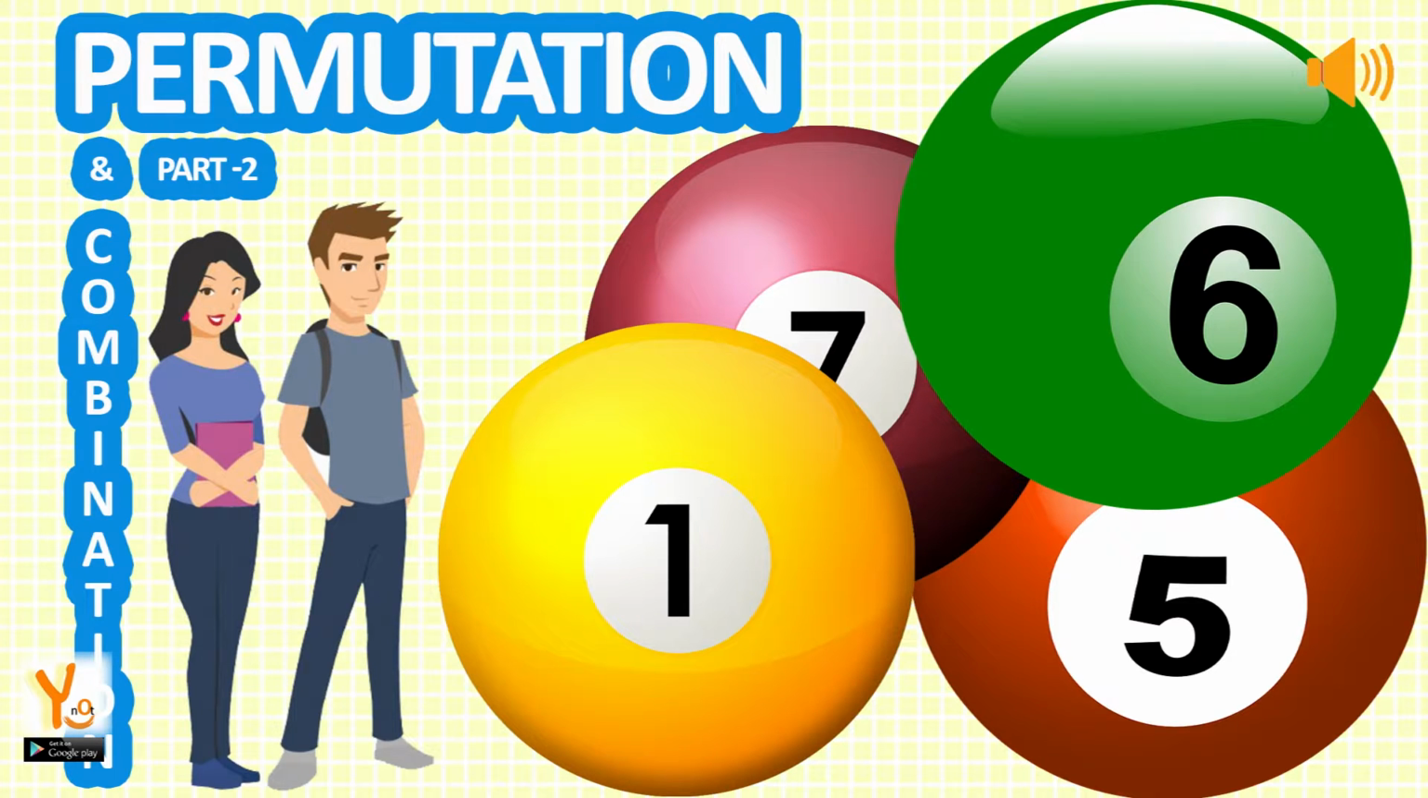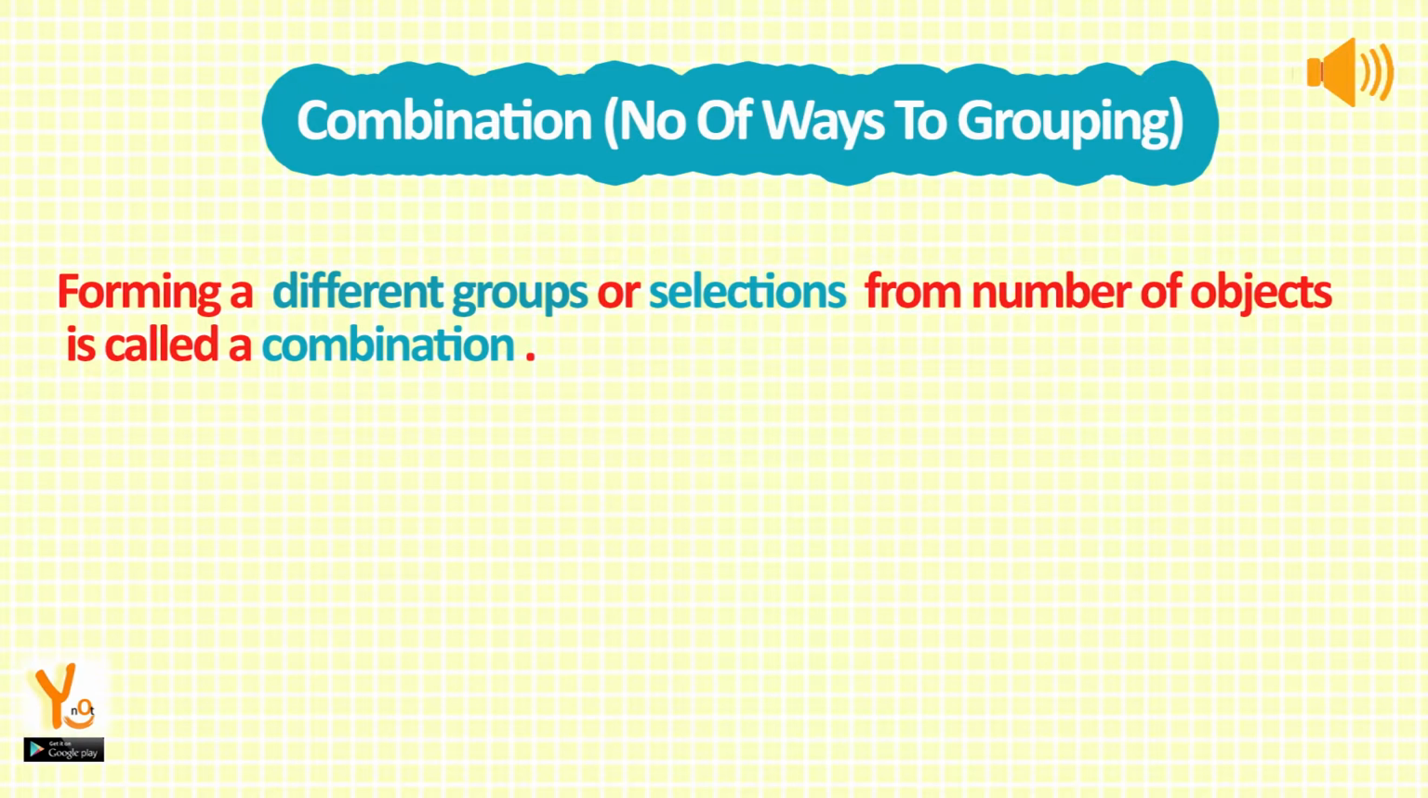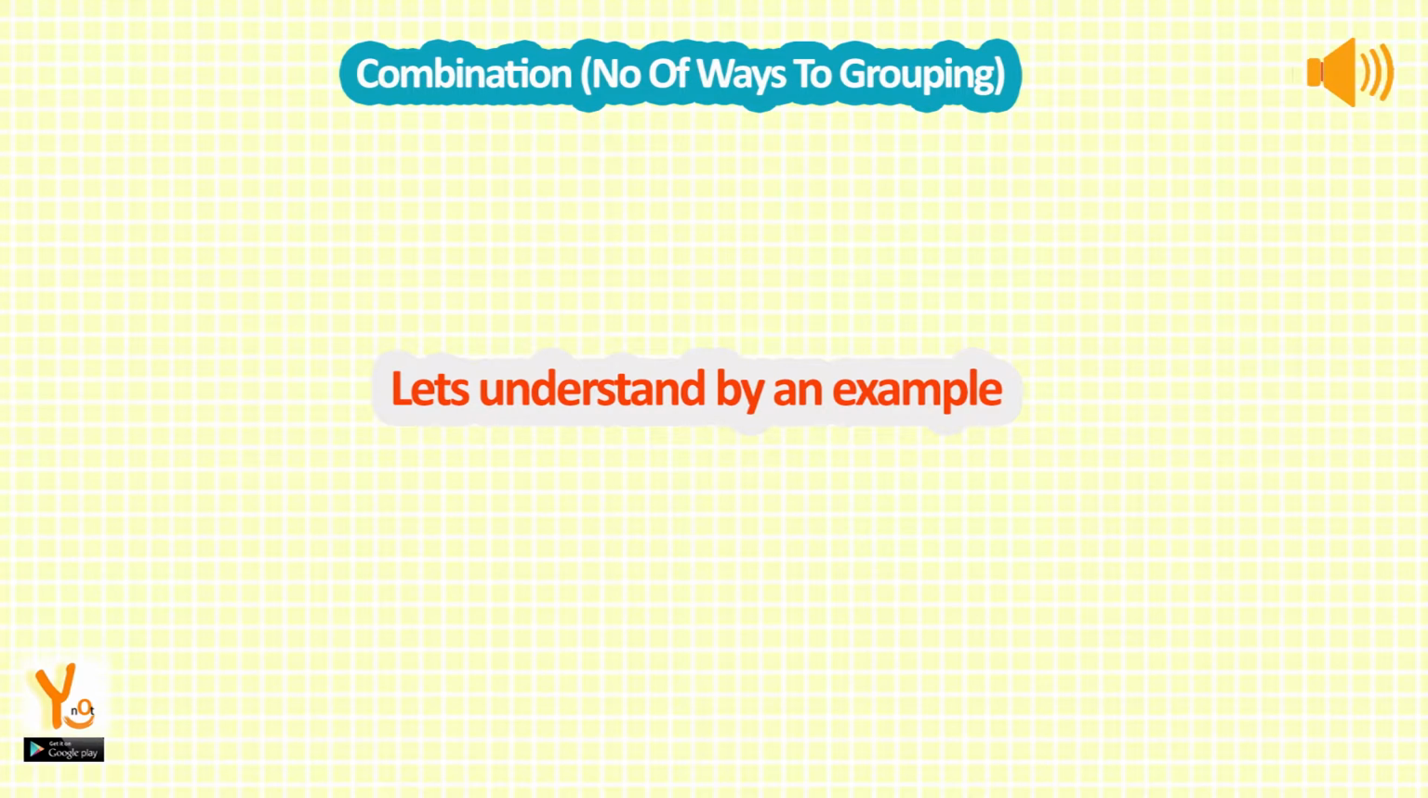Permutation and Combination, Part 2. Forming different groups, or selections, from a number of objects is called a combination. Let's understand by an example.